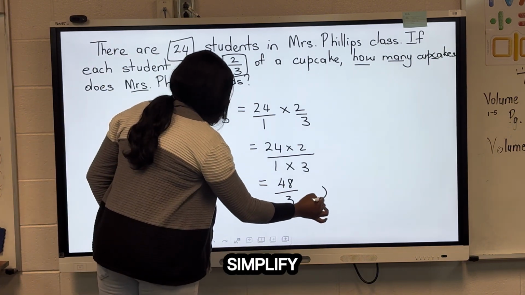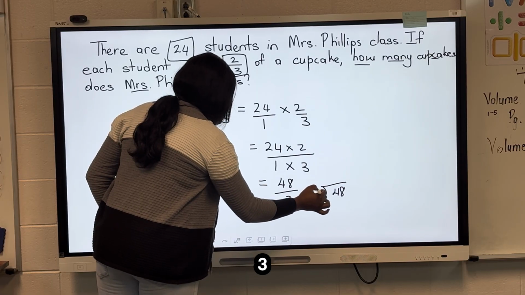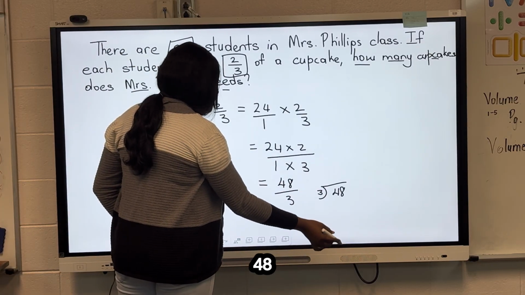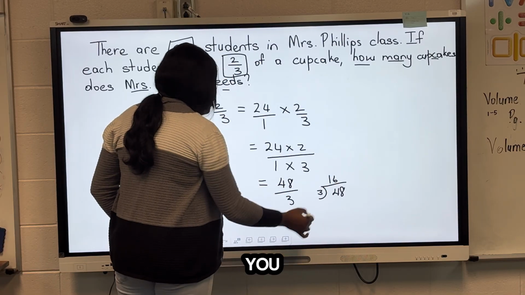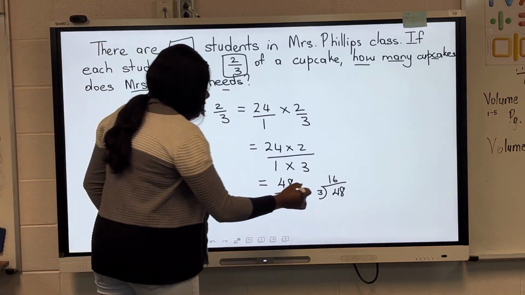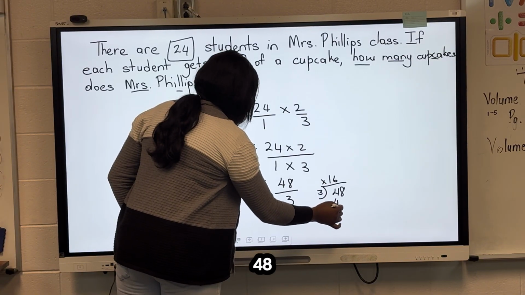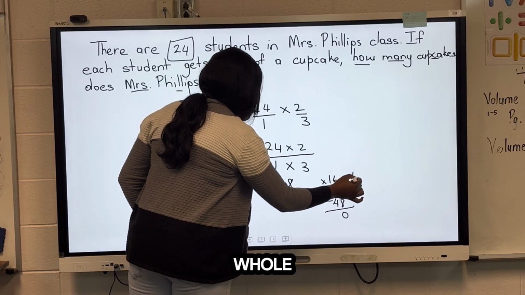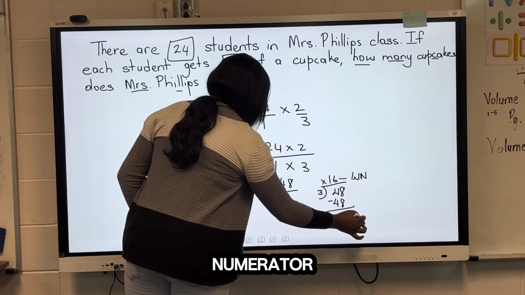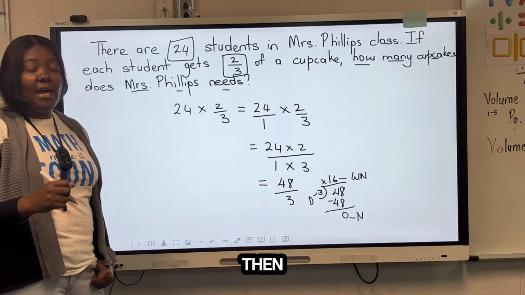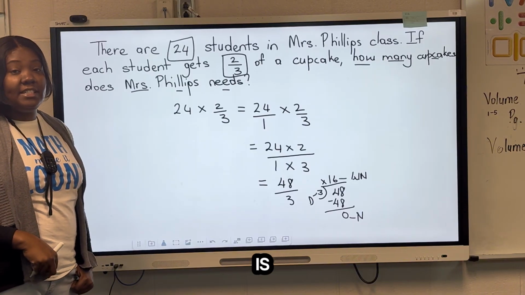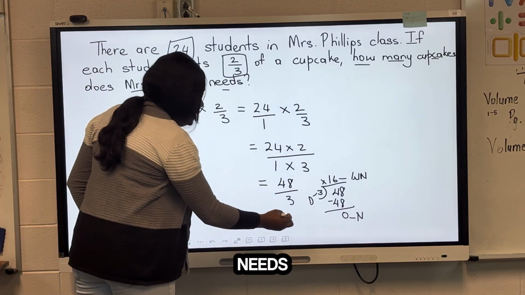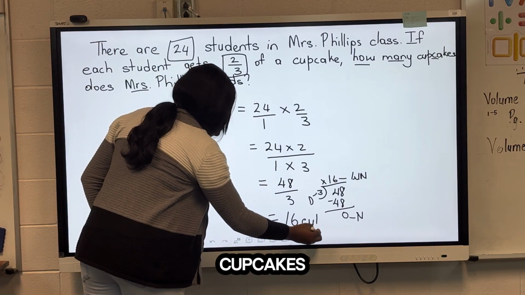Now we need to simplify. So I put 48 inside and 3 outside. Now, how many times do I get 3 from 48? If you said 16, you are correct. 3 times 16 equals 48. I subtract, I have a remainder of 0. This is my whole number, this is my numerator, and this is my denominator. Then, boys and girls, if my numerator is 0, then my answer is a whole number. So, Mrs. Phillips needs 16 cupcakes.